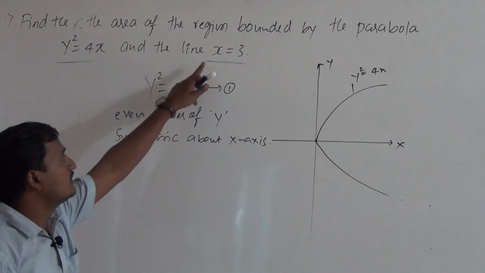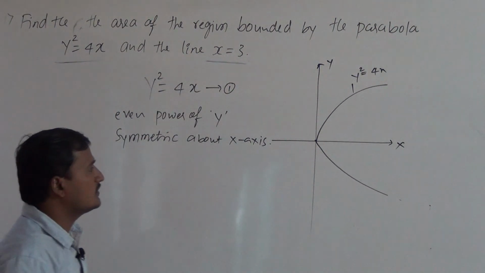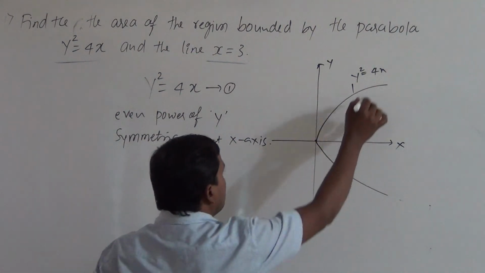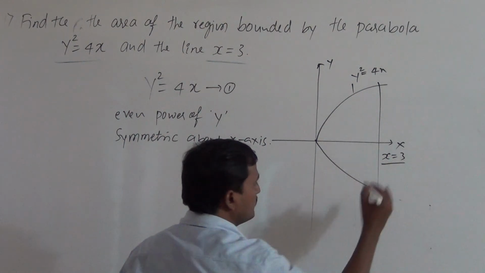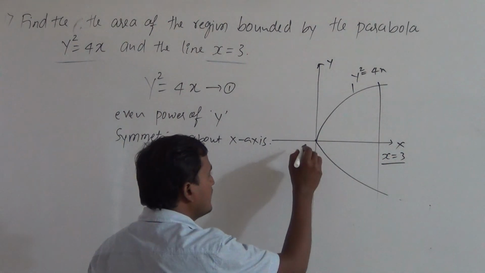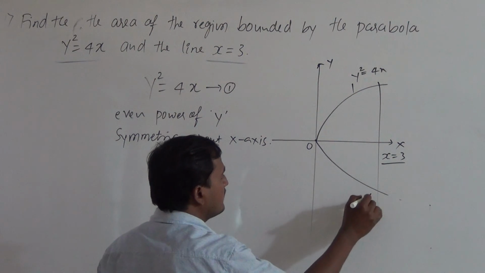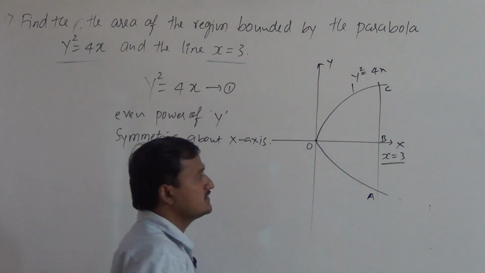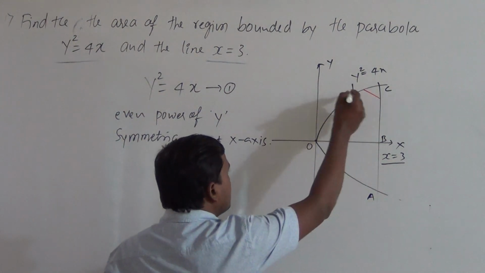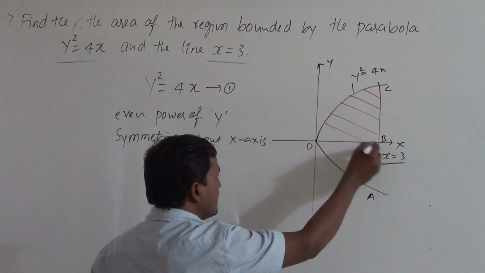Next, x equal to 3. x equal to 3 means it is a line parallel to the y axis. So therefore clearly it is x equal to 3, right? Now what is the required one? So here it is O, A, B, C. Now you should find this area, right? So here you should find this area, right?